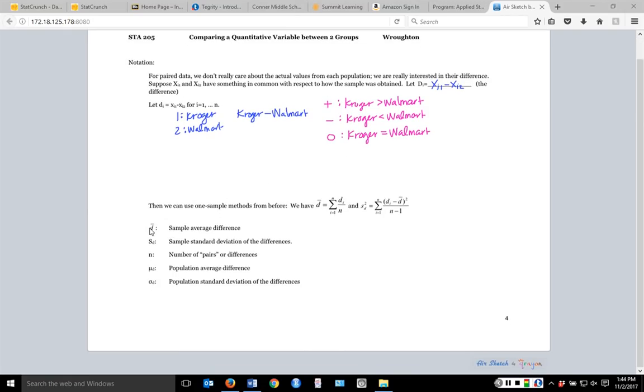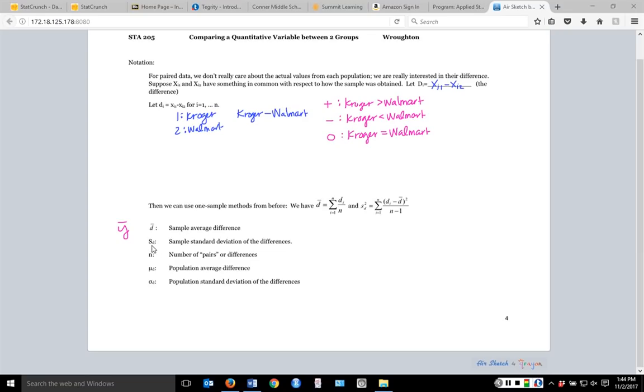We have some different symbols, but similar to what we've seen before. Let's talk through them. D bar looks a lot like Y bar. Remember, Y bar was our sample mean, our sample average. The D is there to emphasize that it's the sample average difference. So it would not be how much money I'm spending, but on average how much more money I'm spending at one store versus the other. It's that average difference in prices, not the actual prices.